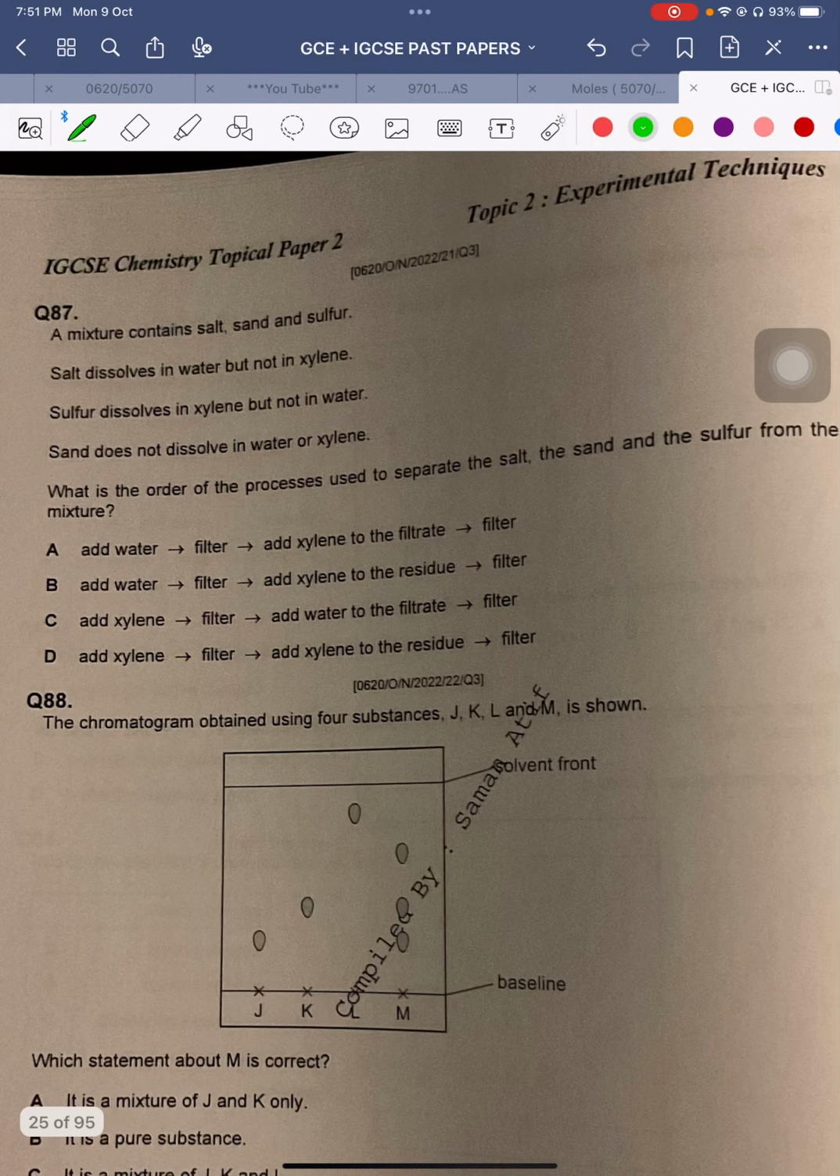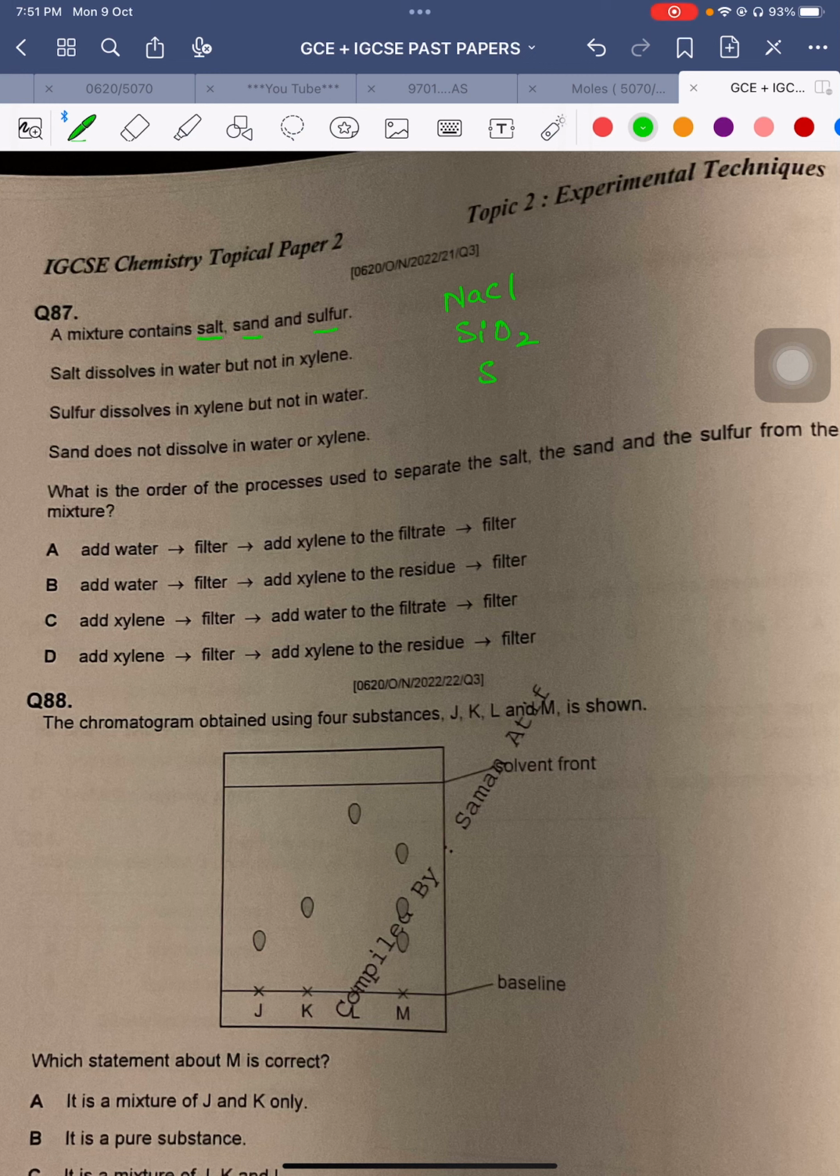Then there is another question. A mixture contains salt, sand, and sulfur. The salt can be NaCl; one example of a salt is NaCl. Sand has the formula SiO2, silicon oxide, and sulfur is S.